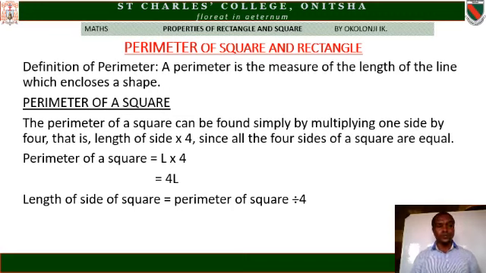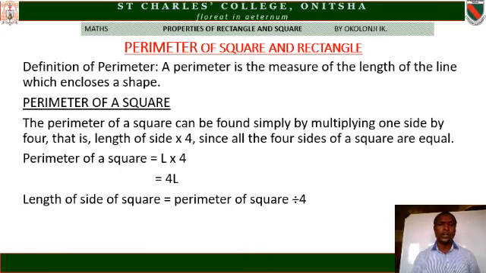Perimeter of a square. The perimeter of a square can be found simply by multiplying one side by 4. That is length of side times 4. Since all the 4 sides of a square are equal, we have perimeter of a square is equal to length times 4, which will give you 4 length.